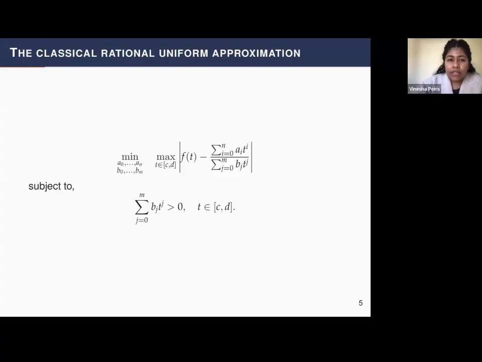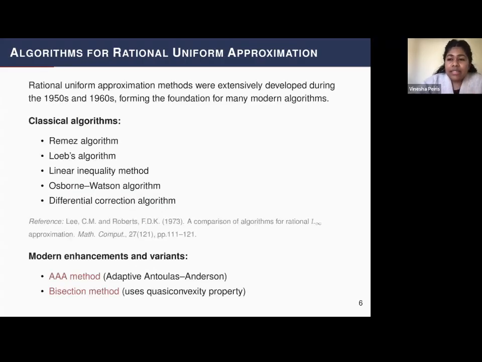Throughout this talk, if I say classical rational functions or classical rational approximation, then I'm referring to a ratio of two polynomials. If I say generalized rational function, then I'm talking about a ratio of two linear functions. Rational approximation was very fashionable during the 50s and 60s of the 20th century, and there are a lot of classical algorithms that you can use, most of them based on linear programming techniques. If you are interested, the paper by Lee and Roberts is probably the best place to start, with comprehensive examples and descriptions of all these algorithms.